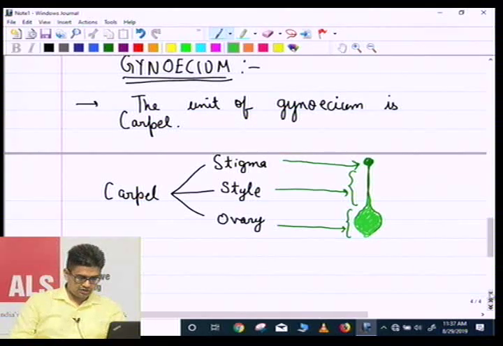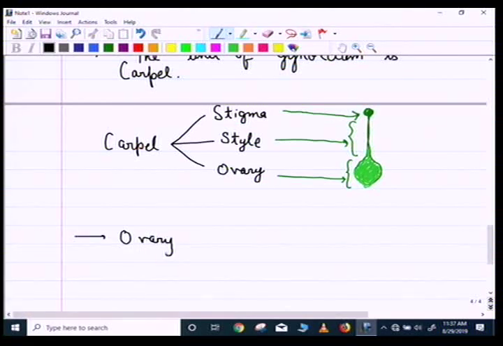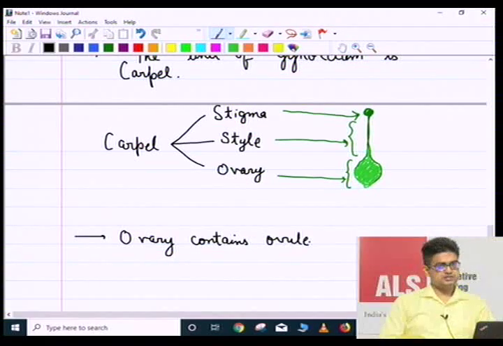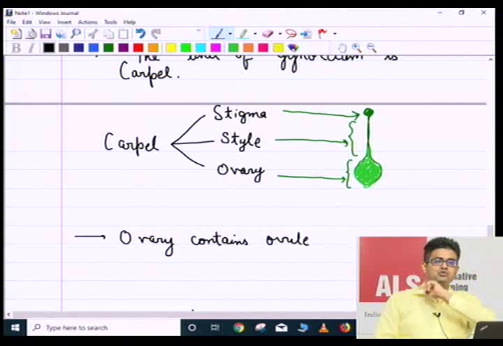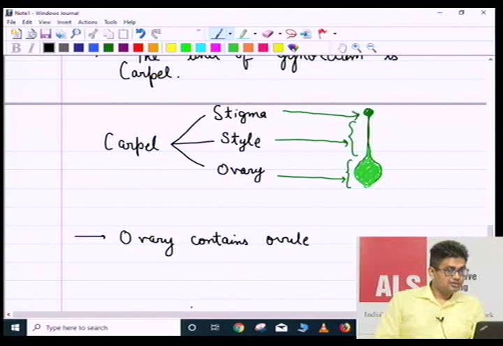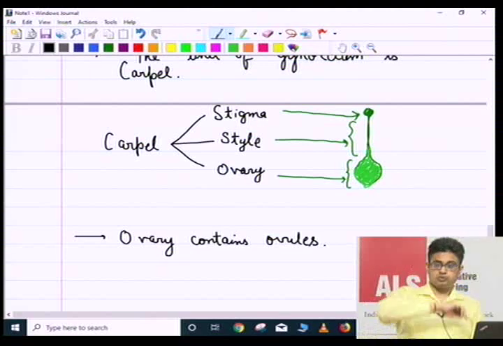What does ovary contain? Ovary contains ovules. And if you go inside the ovule, you will find the embryo sac. Inside the embryo sac, you will find the egg. And the egg is the cell which is the female gamete. Okay? Ovary contains ovules. And there can be a single ovule also. There can be multiple ovules also.